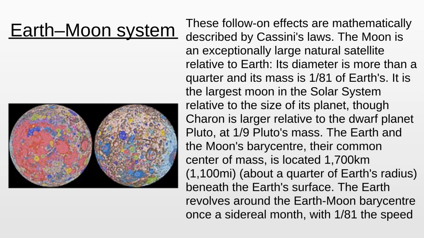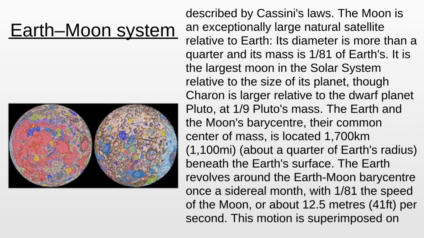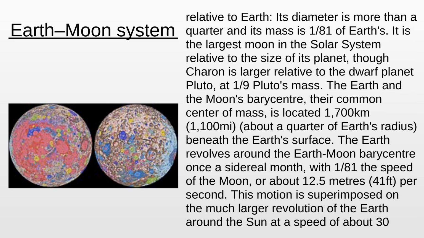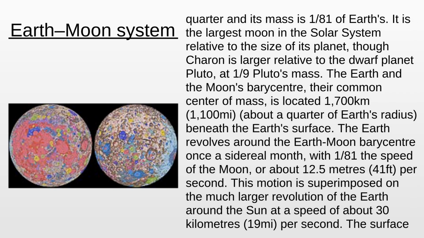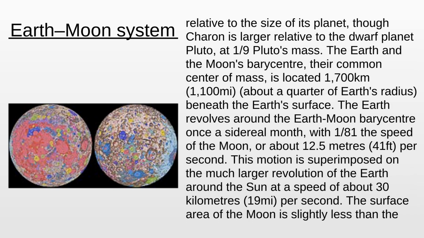The Moon is an exceptionally large natural satellite relative to Earth. Its diameter is more than a quarter and its mass is 1/81st of Earth's. It is the largest moon in the solar system relative to the size of its planet, though Charon is larger relative to the dwarf planet Pluto, at 1/9 Pluto's mass.